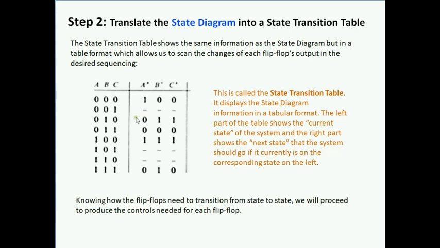So the table now is showing how we want the system to behave in more detail. The next step is to produce the controls that will control the flip-flops to actually do these transitions the way we want them. So this table shows how the flip-flops need to transition from state to state, and our next goal is to figure out how to control them in order for them to do these particular transitions.